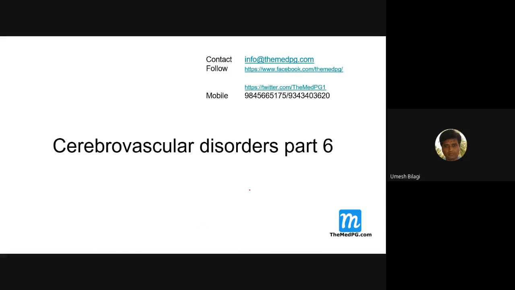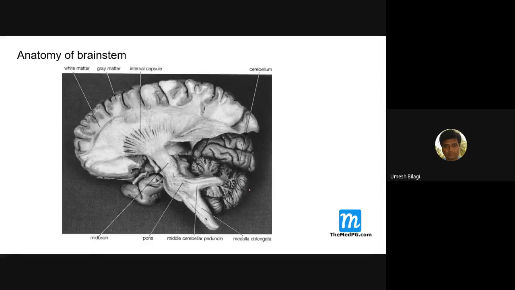In fact, this is the last part of cerebral vascular disorders. Next class, I think I'll go with epilepsy or something. We have been discussing cerebral vascular disorders in the last 5-6 classes, and this is the last part of it. The previous class was a bit more complex. Anyway, I will try to make this class a bit simpler.